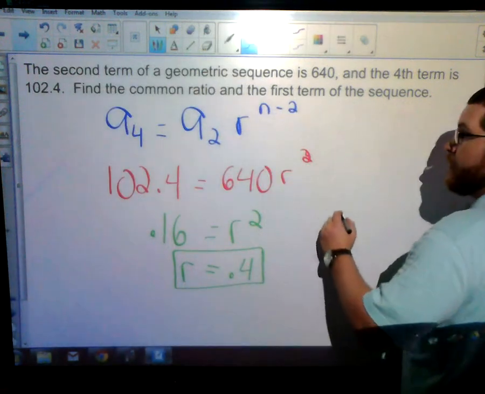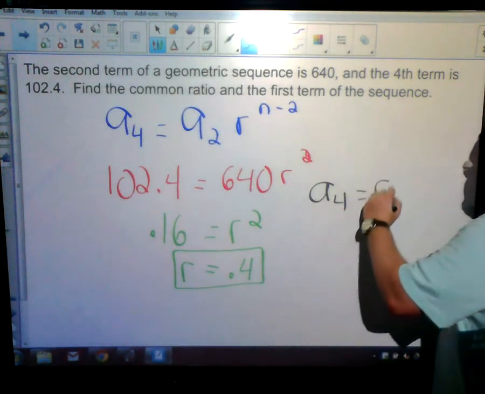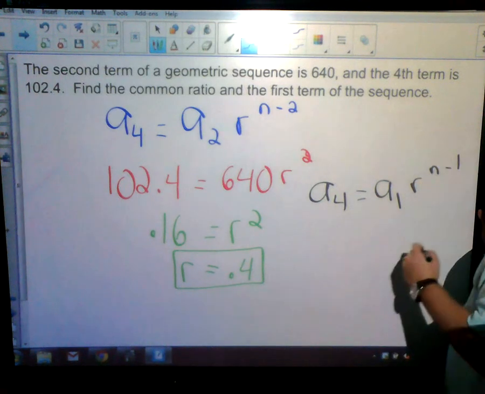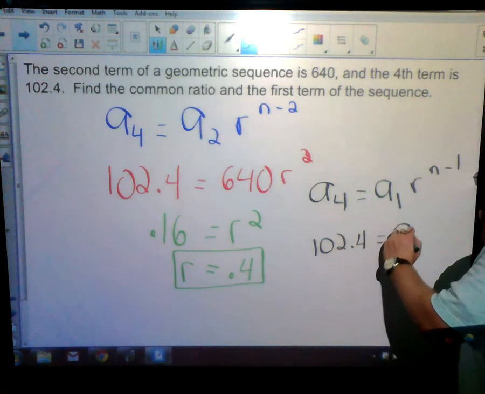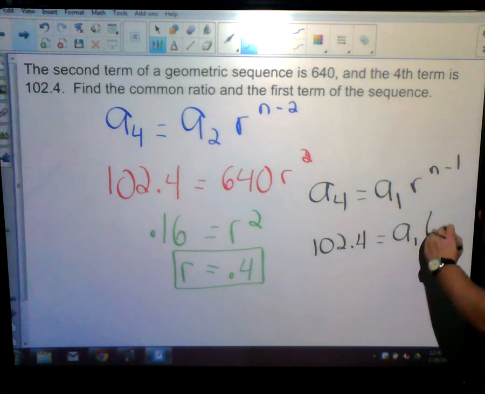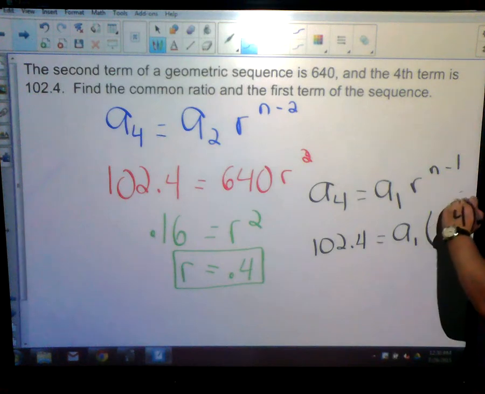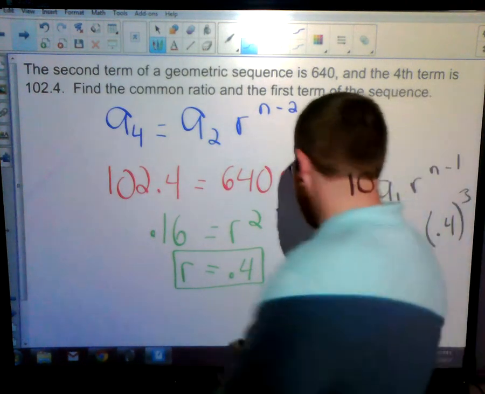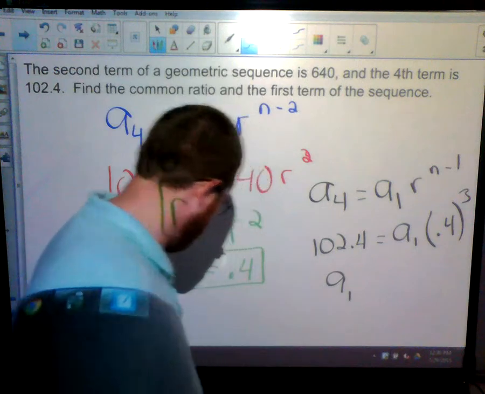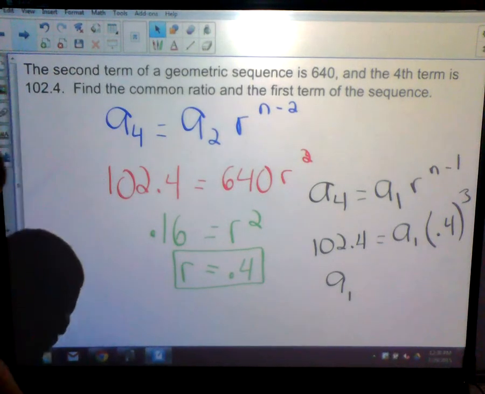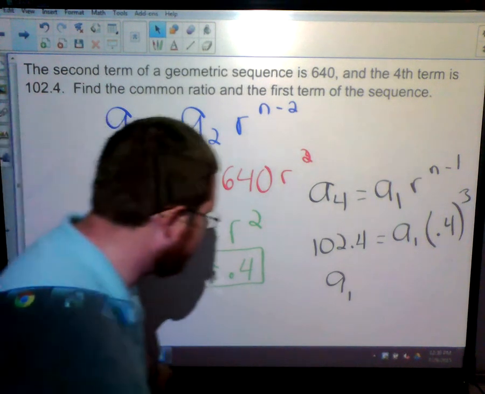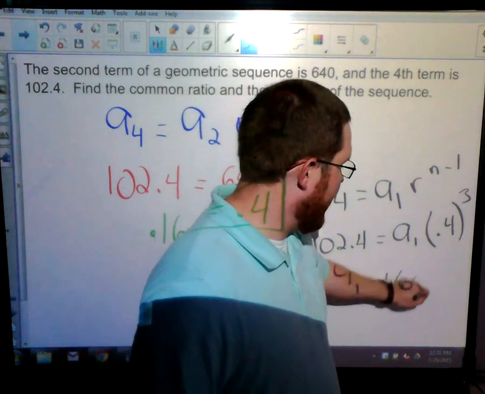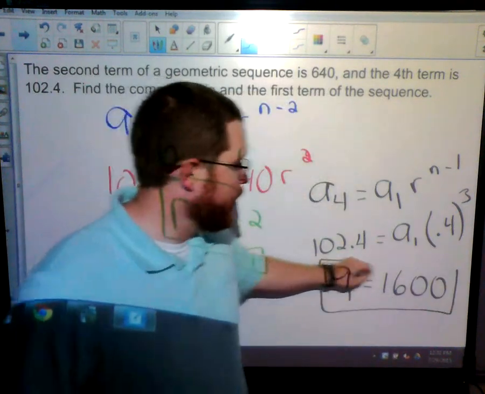Now let's go back over here and say that a sub 4 equals a sub 1, r to the n minus 1. A sub 4 is 102.4 equals a sub 1, we don't know. R is 0.4. 4 minus 1 is 3. So I can solve for a sub 1. I can say that it's 102.4 divided by 0.4 to the third, and I get 1600. So I had to use the formula twice, and I had to tweak the first half of it.